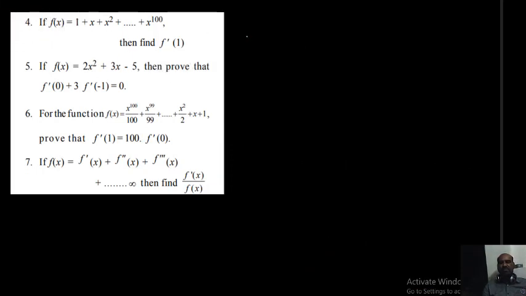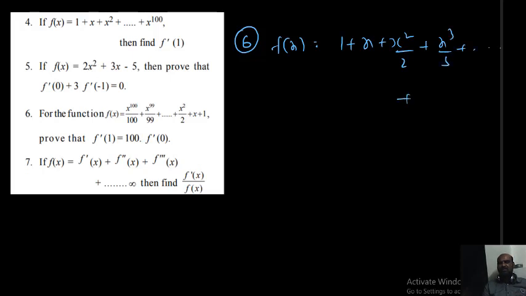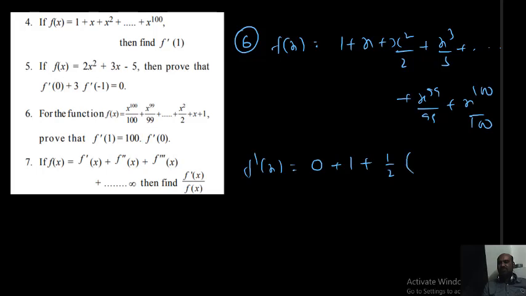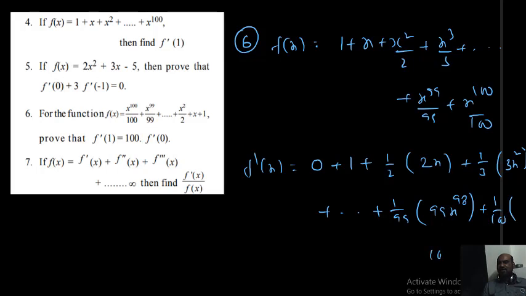Students, next problem, sixth problem. The function is given. f'(1) is 100 times f'(0). Okay. f(x) is given as, I want to write in reverse, 1 + x + x^2/2 + x^3/3 + and so on, plus x^99/99 + x^100/100. So I want to find f'(x). f'(x) equals 0 + 1 + 1/2 times the derivative of x^2, 2x, plus 1/3 times x^3, 3x^2, and so on, plus 1/99 times 99 times x^98, plus 1/100 times 100 times x^99.